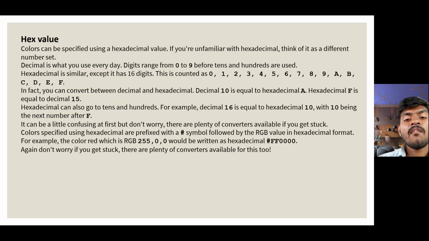Hexadecimal values. We can give the color with hexadecimal values. If you want red, we give hash FF0000, where the first two digits represent red, the second two digits represent green, and the third two represent blue.